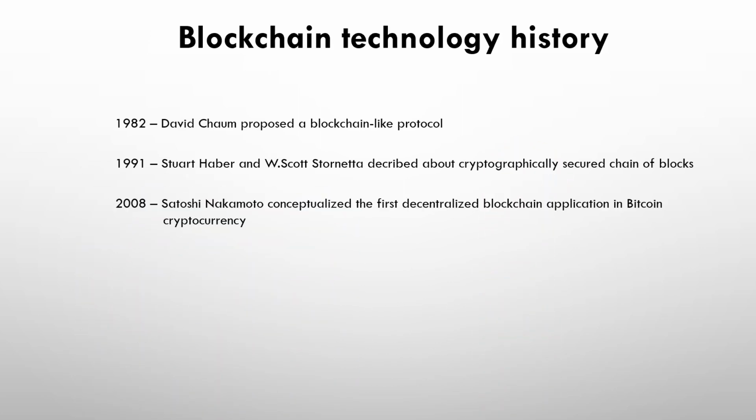A blockchain-like protocol was proposed by cryptographer David Chaum in 1982, and further work on a cryptographically secured chain of blocks was described in 1991 by Stuart Haber and W. Scott Stornetta. Their intention was to implement a system wherein document timestamps would be protected from tampering. Then the first decentralized blockchain was conceptualized by a person or group of people, the fact is still unknown, named Satoshi Nakamoto in 2008.